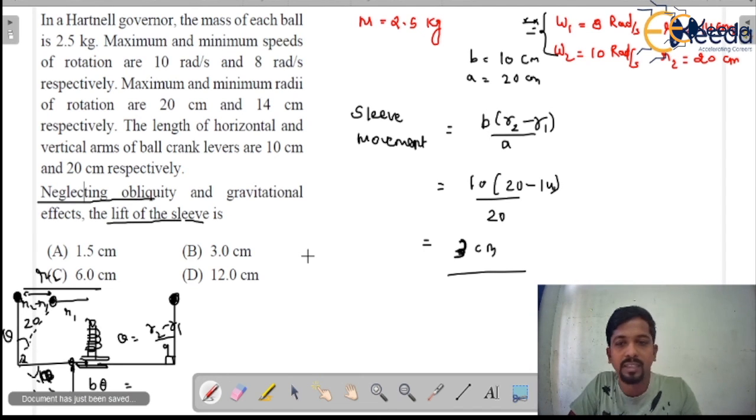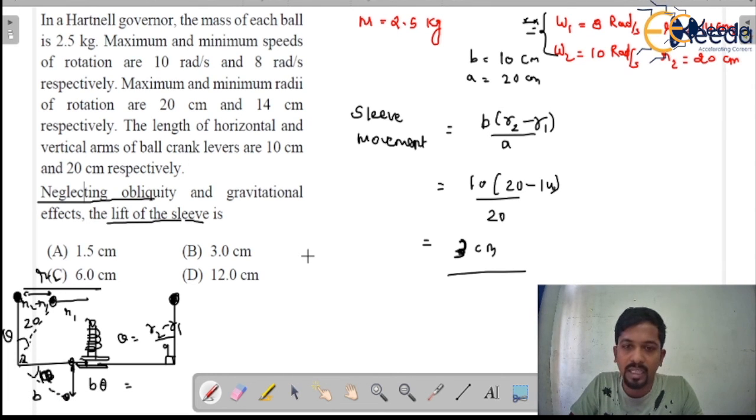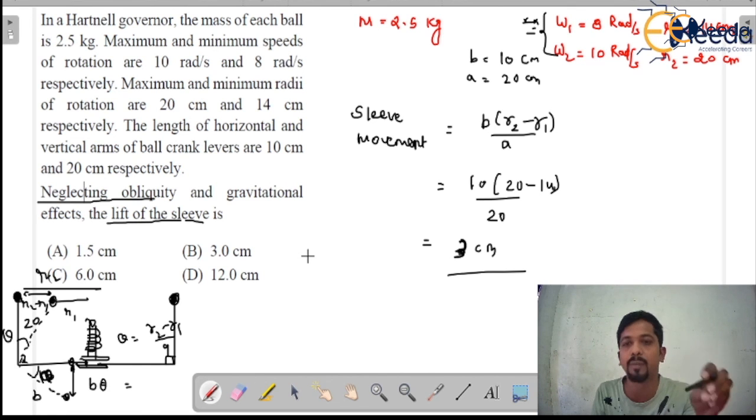You just have to remember the sleeve movement formula, that is B into R2 minus R1 upon A. This is the sleeve movement. This is also the additional compression in the spring. If the question asks to find the additional compression in the spring, that would be the same as the sleeve movement, because whatever the movement in the sleeve, there will be that additional compression in the spring. I use the term additional because the spring in the Hartnell governor is always in compression. So whatever the compression, that will be the additional compression. I hope you understand the solution of that question.